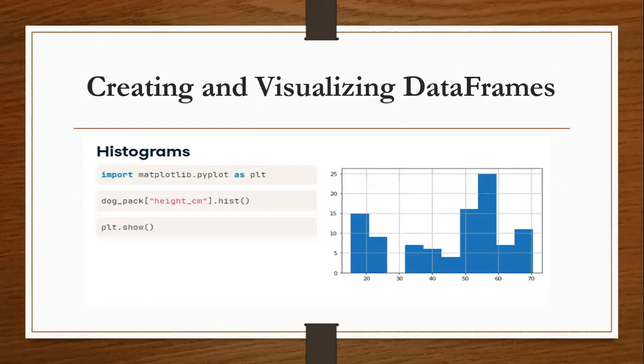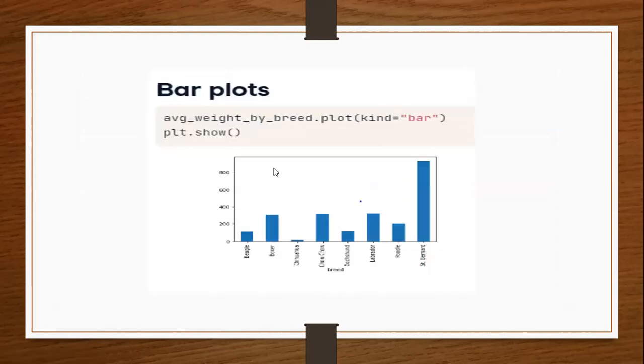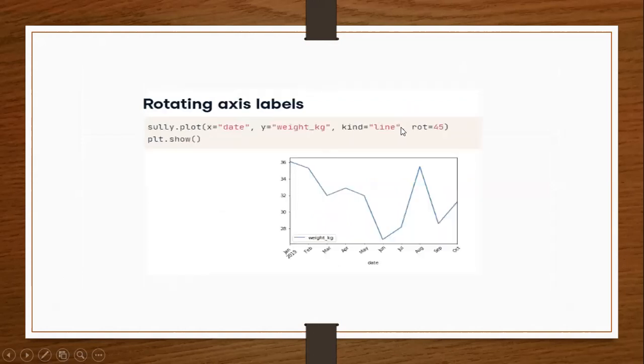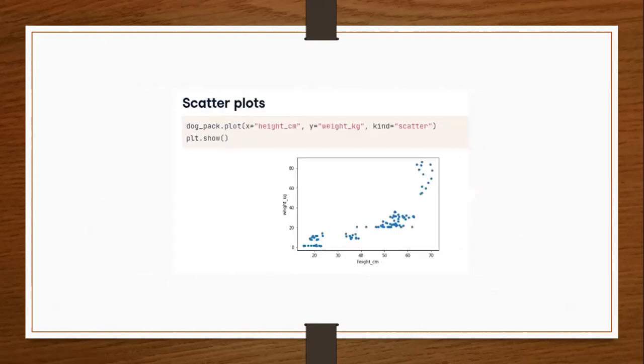Creating and visualizing data frames. If we want to check our data in the form of a graph, a histogram graph, then we can simply use this syntax. Our data will be converted into a bar plot by using kind is equal to bar. If we want to rotate these values, we can write rot is equal to 45. Rot is rotation, so the labels on the x-axis will be rotated by 45 degrees. If we want to rotate them 90 degrees, we can write 90.